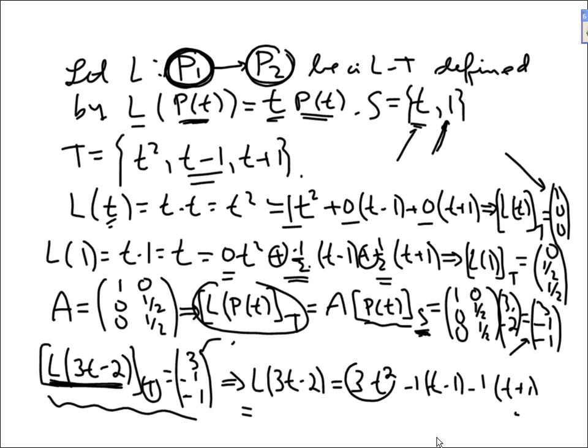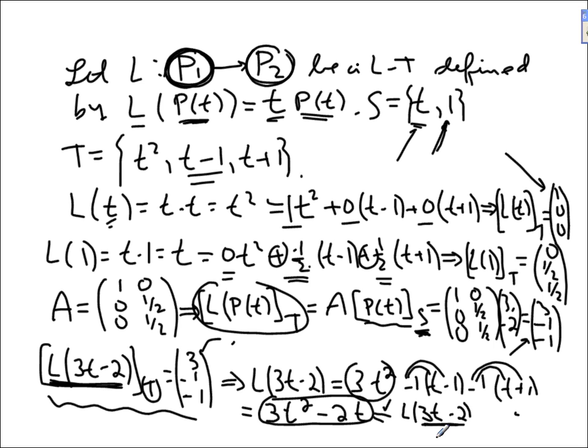Well, I'm going to get 3t squared. And I take away t, and then I take away another t. I take away 2 t's. Don't forget to add 1, and then take away 1. That is, add nothing. But this is correct. This was L of 3t minus 2. And after all, if you multiply this by t, like you're supposed to, you get this.